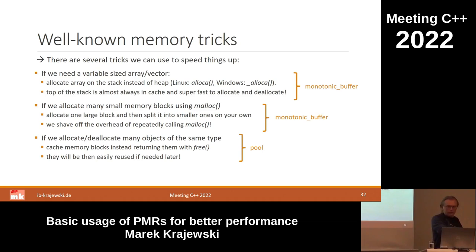And that is something that a monotonic buffer can always do, without using the malloc extension. Secondly, we allocate many small memory blocks with malloc, so we want to shave off this overhead of system calls and just allocate one large block and split it ourselves. And this is also what the monotonic buffer does. Third well-known trick: we allocate and deallocate many objects of the same type or similar size. So people just cache memory blocks for that instead of returning them, and then reuse them. And this is what our pool PMR does internally.